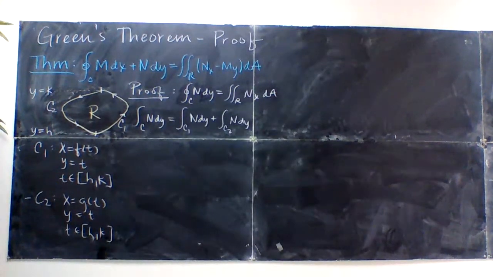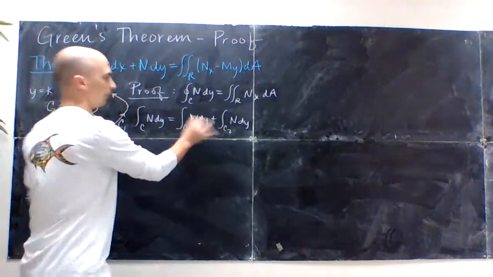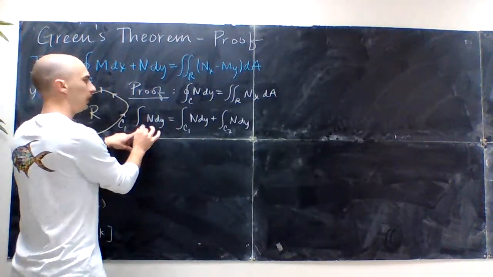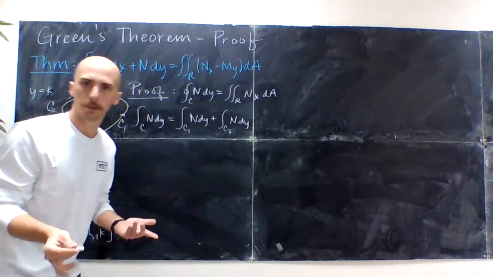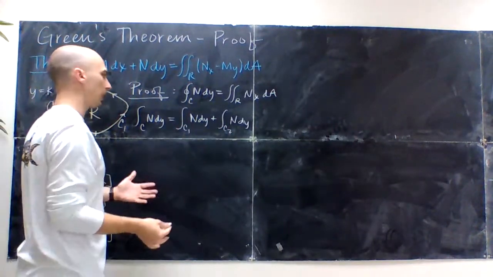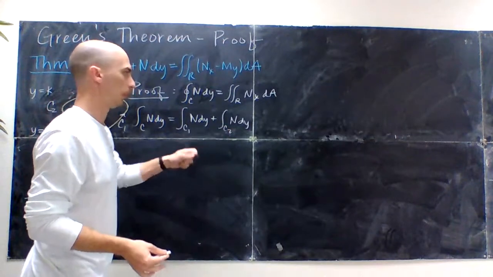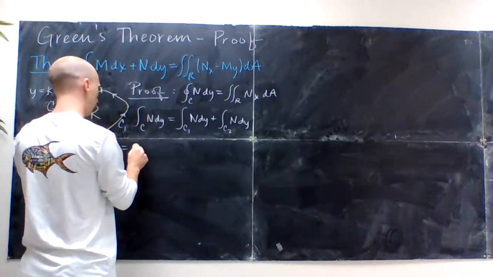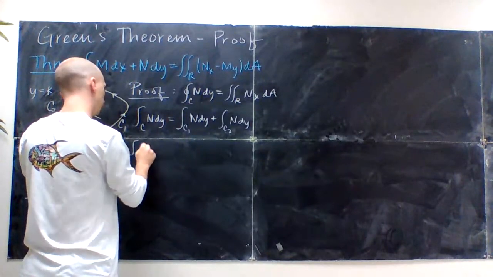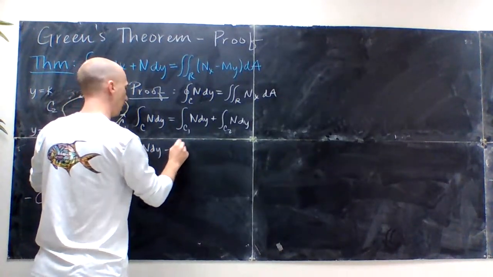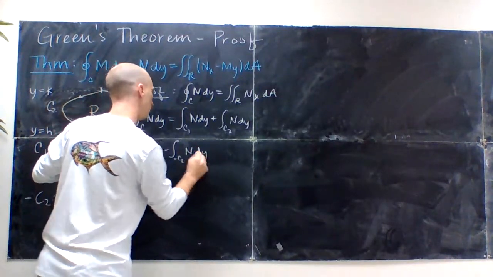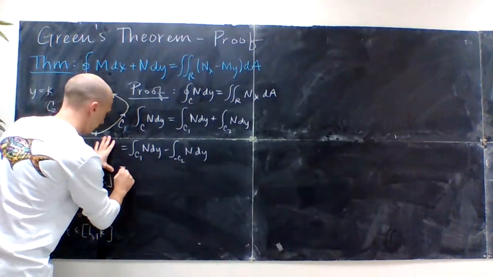All right. Now, maybe I'll do this a little better than I did last time. Okay, we know that the integral over curve C is the sum of the two pieces that comprise C. But in order to get the same bounds of integration, I need to reverse the orientation of this, which means I need to induce a negative here. So I'm going to say that this is the integral over C1 of n dy minus the integral over negative C2 of n dy.